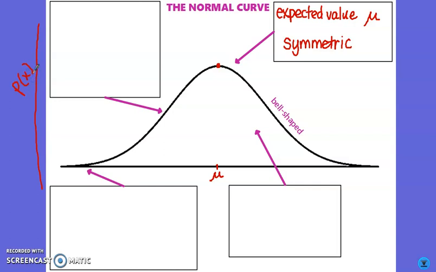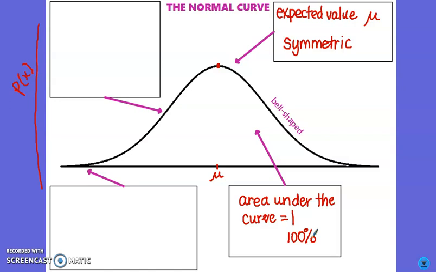So next thing is we can't add up all the bars to equal 100% probability, so we say that the area under this entire curve adds up to 1, which stands for 100% probability. So we just say that that area represents the probability.